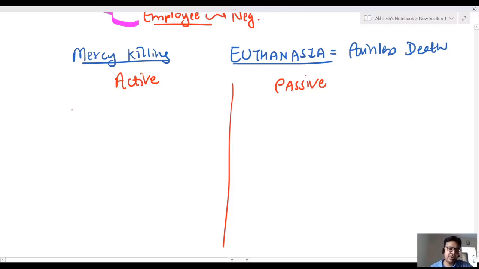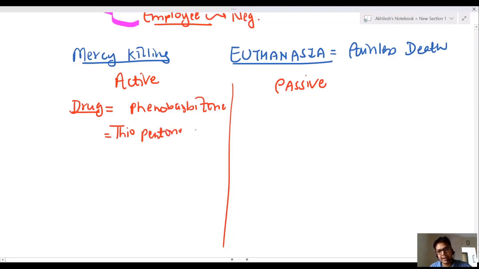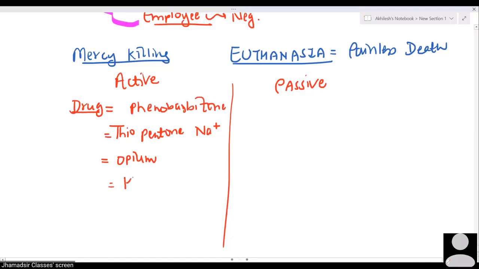What is active? You give some drug, causing painless death. Examples of drugs given are phenobarbital, thiopentone sodium, opium, or potassium. These can cause active euthanasia.